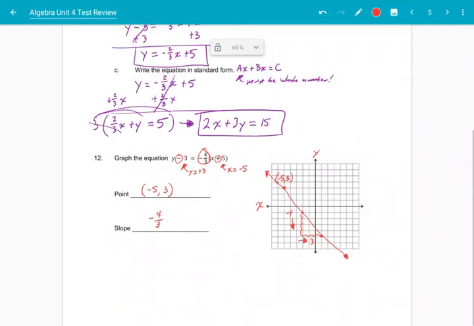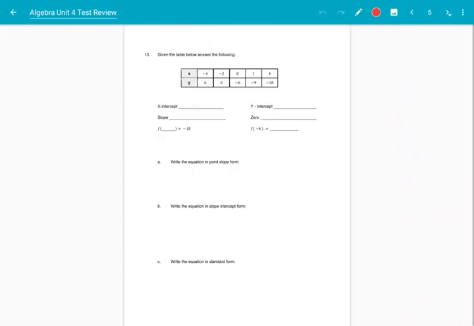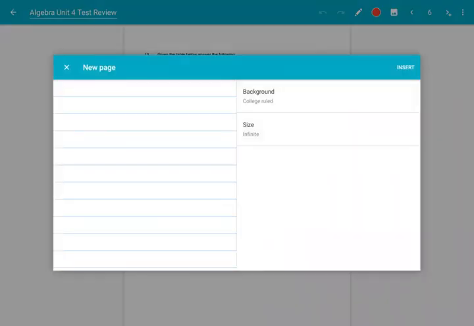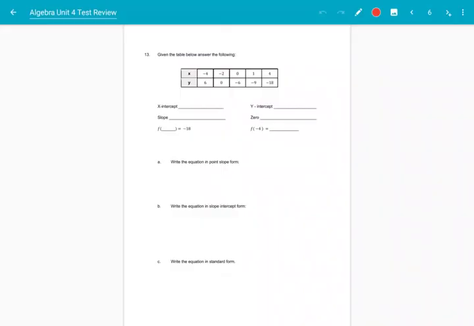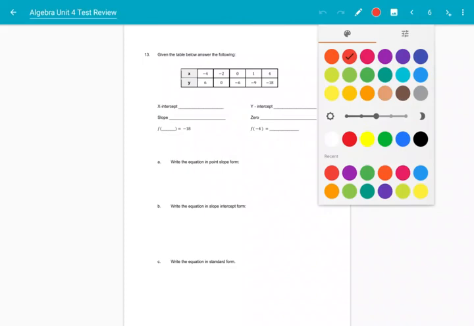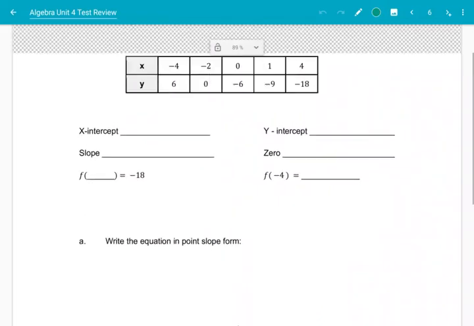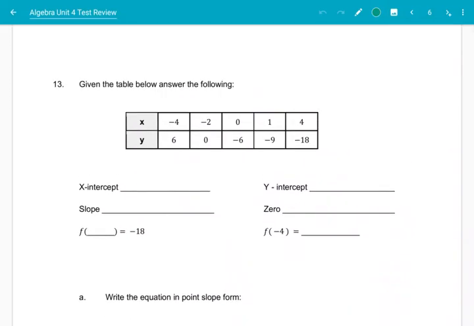All right. Let's see. Is this the last page? Looks like. All right. Yep, that's the last page. Whoops. All right. Here we go. Last page. Given the table below, answer the following.